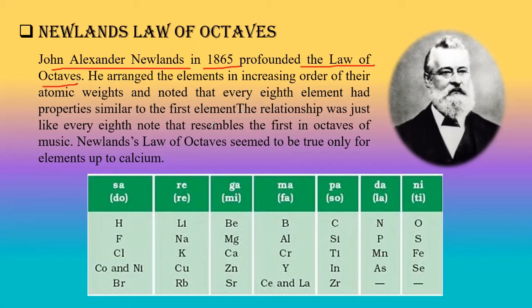Now octaves means 8, that means it has something to do with music. Let us see what it is. He arranged the elements in increasing order of their atomic weights and noted that every 8th element had properties similar to the first element. In music, if we see the notes सा, रे, गा, मा, पा, धा, नी, what comes after that? फिर से आता है सा. So every 8th element actually follows the order. For example, if we start from lithium, after lithium, 1, 2, 3, 4, 5, 6, 7, the 8th element is sodium. Like this, everything is happening.